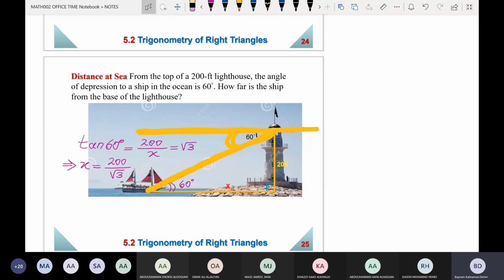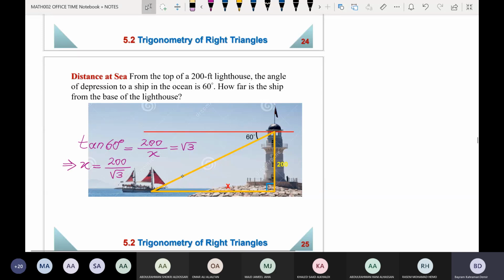Okay, so you need to draw your level first. This horizontal line is your level here. From your level down to the ship, the angle between the horizontal level and the line of sight is called the angle of depression, Shabab. So the angle of depression is 60 degrees.